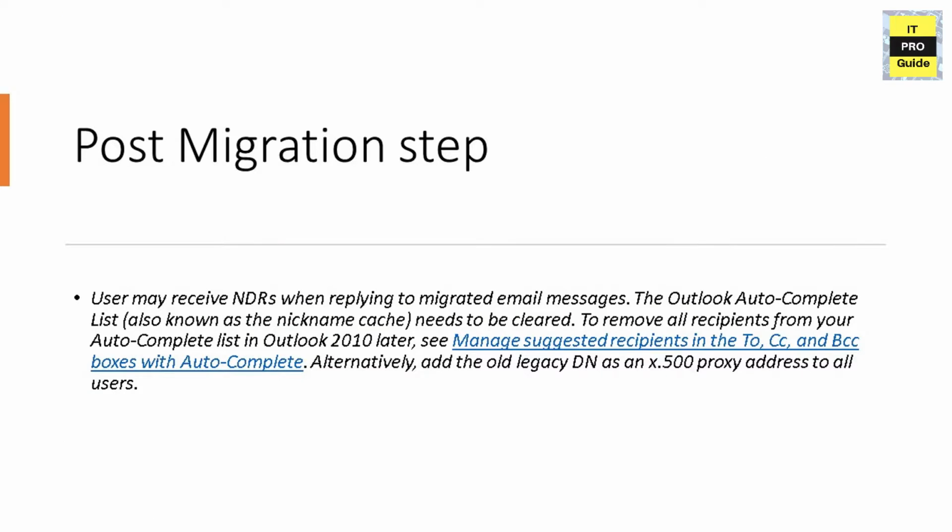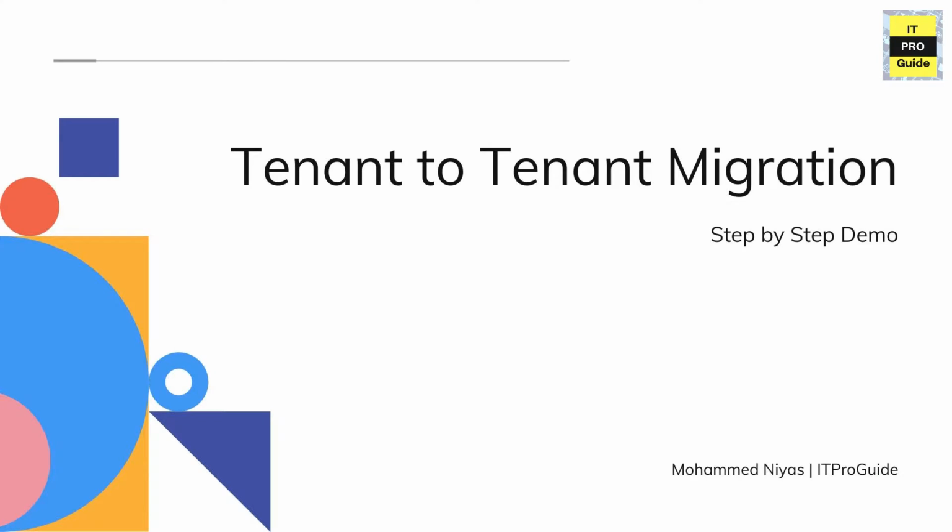Once you complete the migration, the end users may call you and say that they are getting email send failures, something like that. The reason for that is the Outlook autocomplete list. So this needs to be cleared, and to remove all the recipients from your autocomplete list, you will find a link in the description. So just go through it. I hope we have discussed almost all the required information that we need before we start our migration. So let's move to the step-by-step demo.